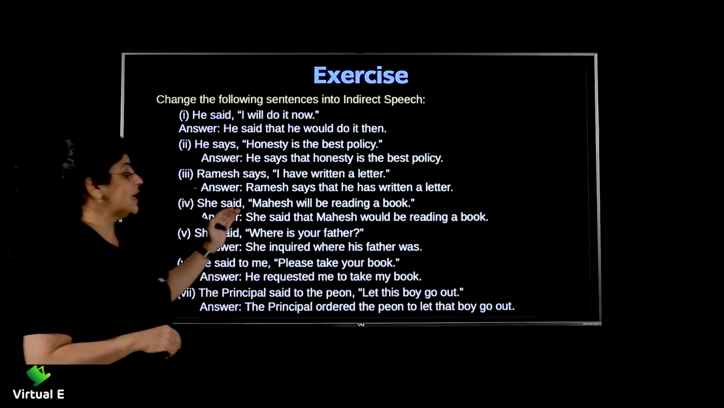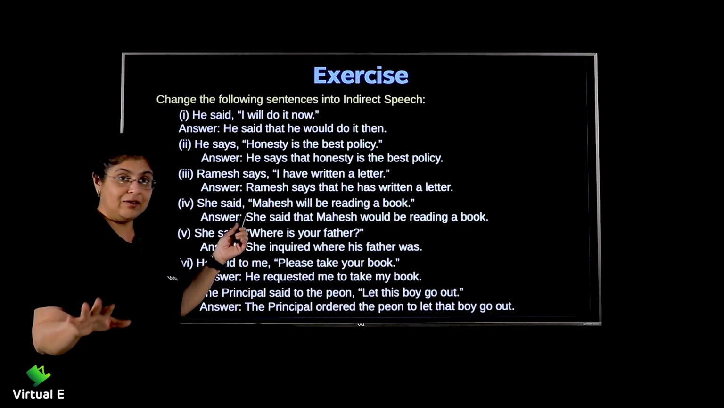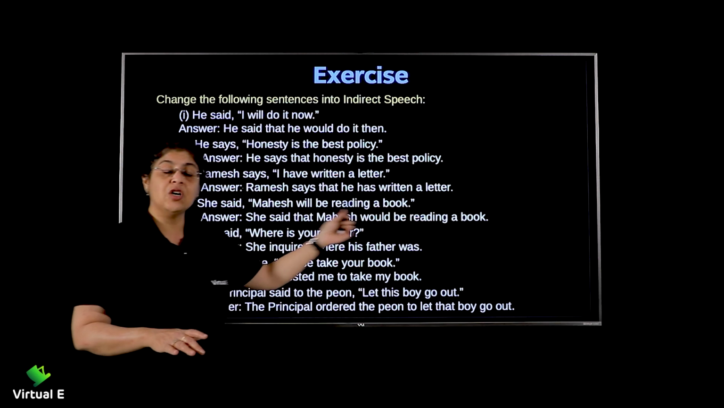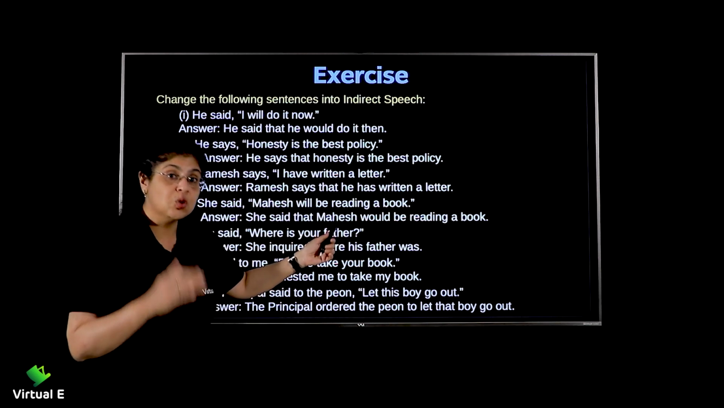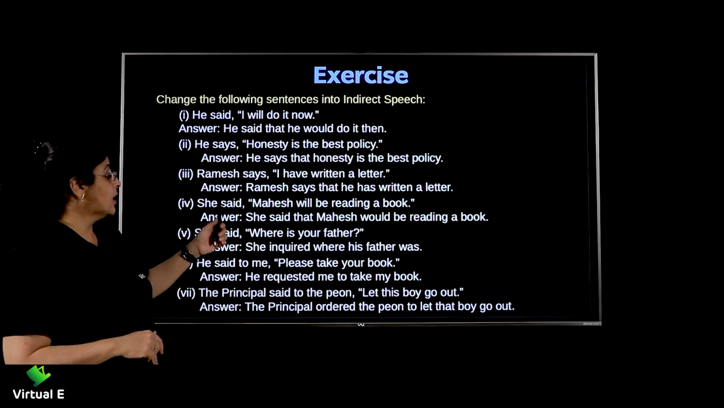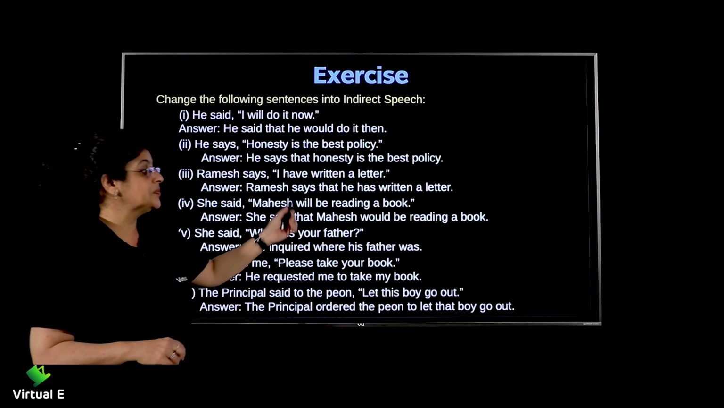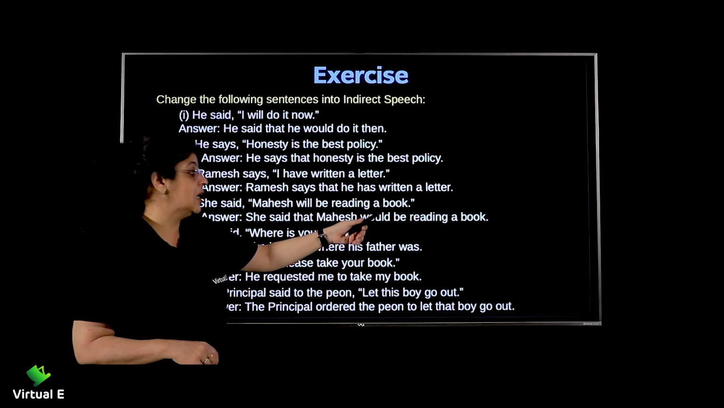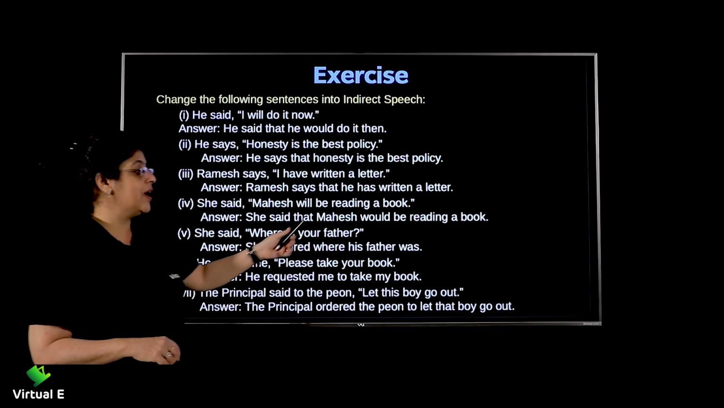Okay, she said Mahesh will be reading a book. Now, said is there. Fine, not an issue. That means we can change it. It is the past tense. This is not a historical fact, not a universal truth, not a habitual action. So, we will change it. She said that Mahesh would be reading a book. Will changes to would.